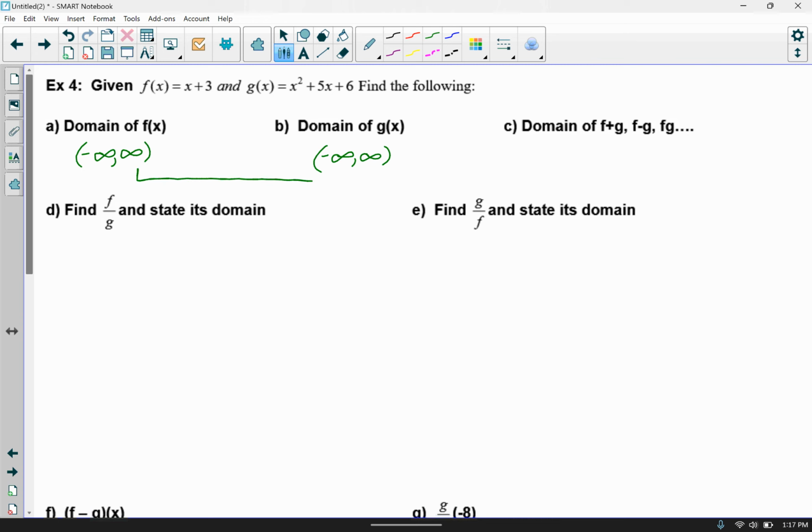Any combination then of addition and subtraction of those two functions would be to overlap those two domains. And so if we overlap those two domains, we saw that previously in a picture. If you take negative infinity to positive infinity and overlap it with itself, that's what you still have. Okay. All right, so now let's move on down to letter D. In letter D, I want to find f over g and state its domain.